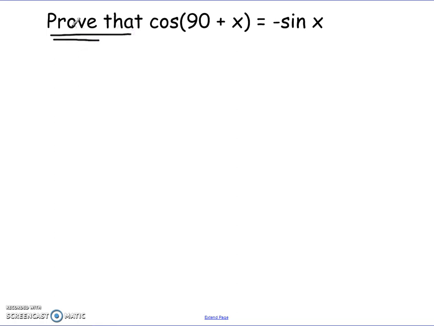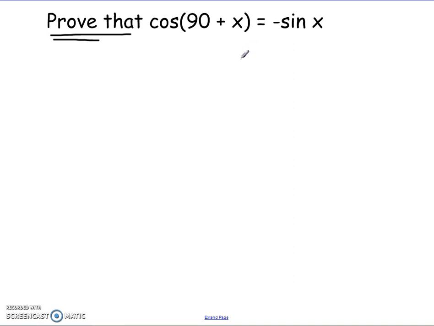Prove that, or show that. Now, whenever you see those phrases, you are not allowed to assume it works. You can't just say to yourself, oh, this works, so I'll treat it like an equation, move a few things around and solve it. It doesn't work that way.